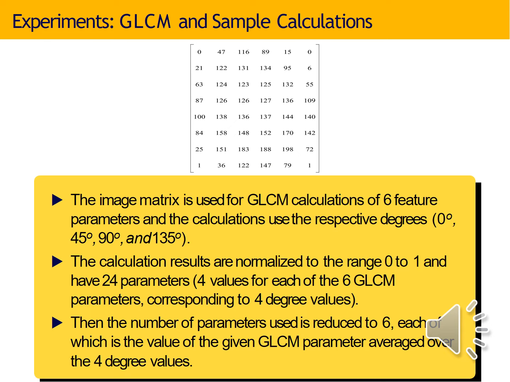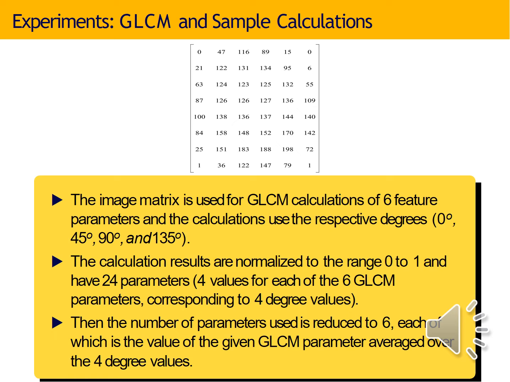This is the GLCM sample calculation that we processed based on the image. The image metric is used for GLCM calculation of the GLCM feature parameters, and the calculations use the respective angles of 0, 45, 90 and 135 degrees.